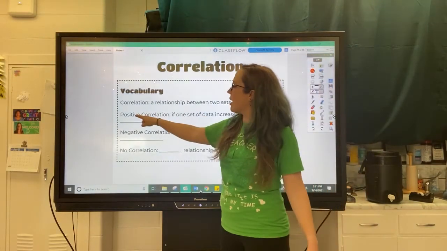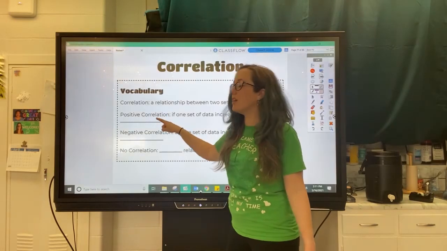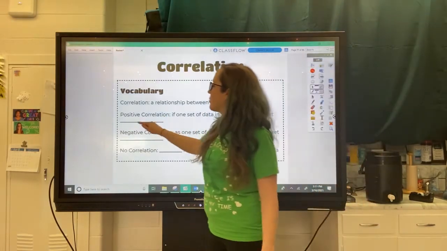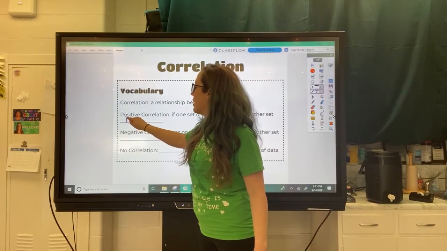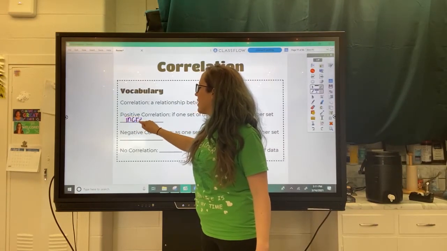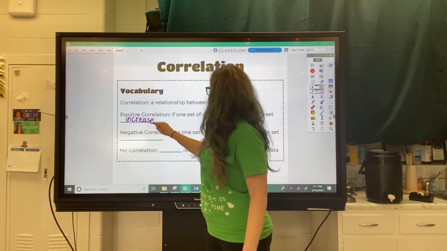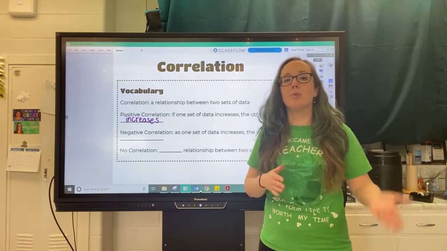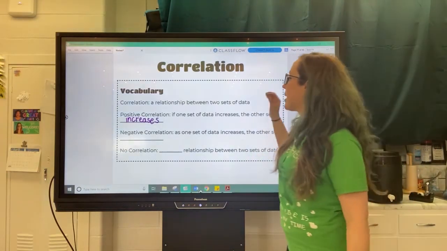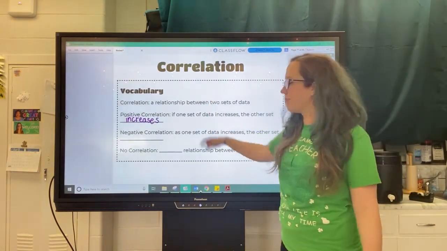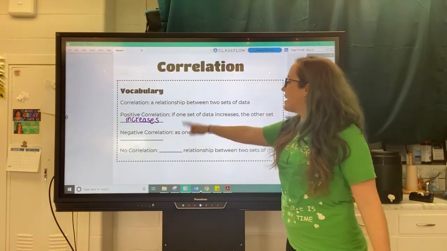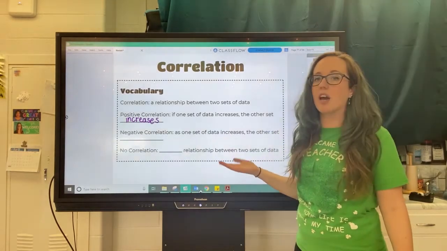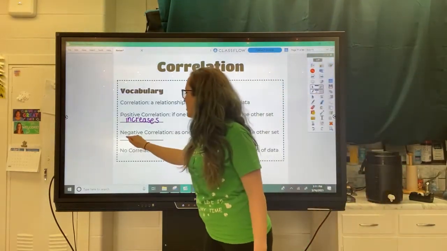There's such a thing as a positive correlation. So if one of your sets of data is increasing, it means the other one is also increasing. And this is the exact kind that we saw in Ms. Voss's example. The more fries people ate, the more ketchup packets they used. So that was a positive correlation. Then there is a negative correlation, and that means as one set of data increases, the other one decreases.